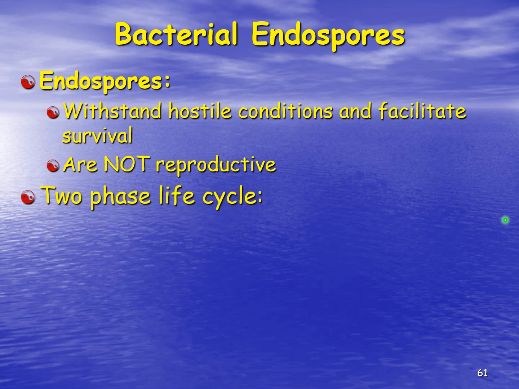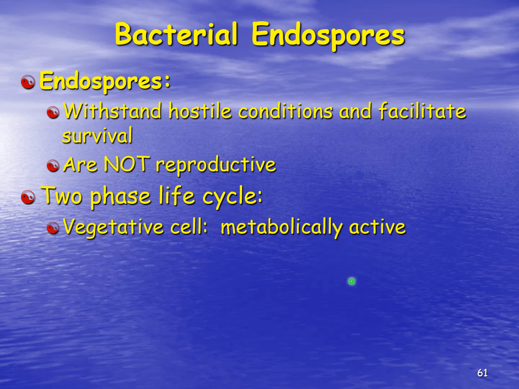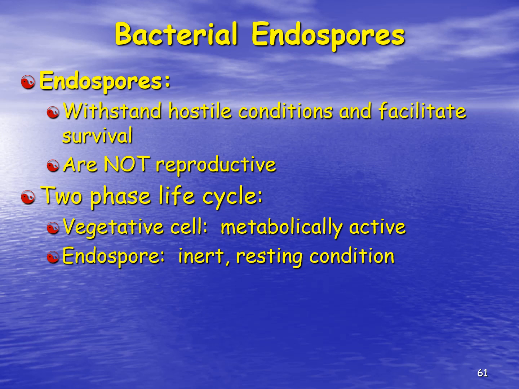Two phases occur in these endospore formers. The vegetative cell is the living, metabolically active cell. These are the ones that are going to be in the environment when it's good. But if the environment changes in some way that is hostile to the vegetative cell, these cells will then form the endospore, which is an inert, encapsulated structure that contains the DNA of this organism.